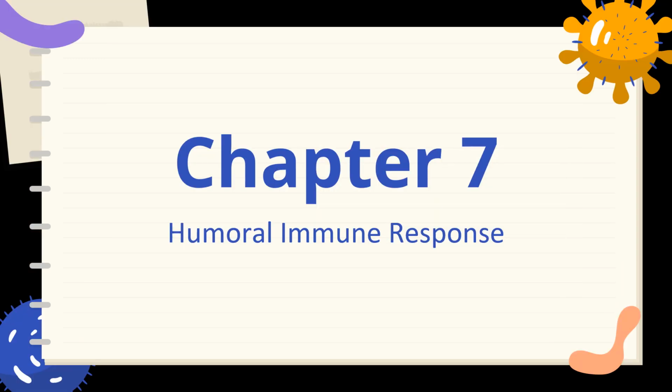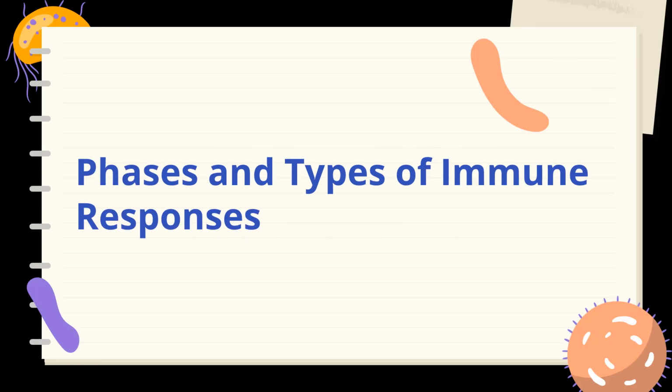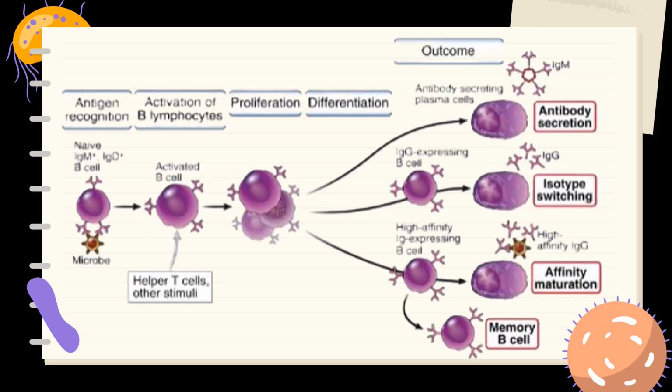Chapter 7, Humoral Immune Response. First, we're going to talk about the phases and types of immune responses. Humoral immune responses consist of multiple phases, each playing a role in antibody-mediated immunity.